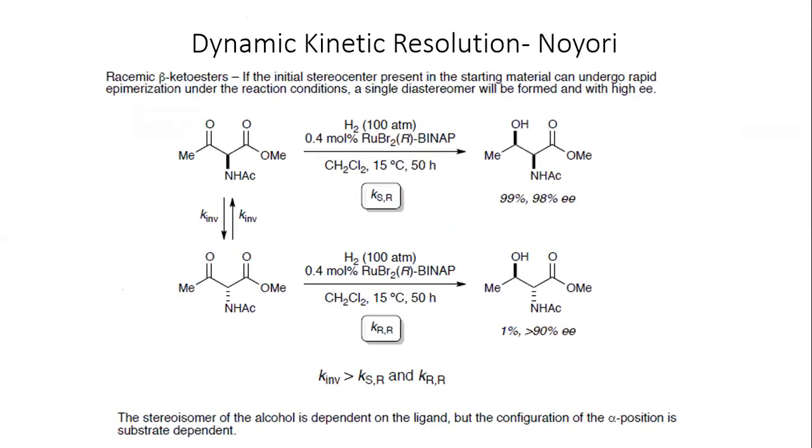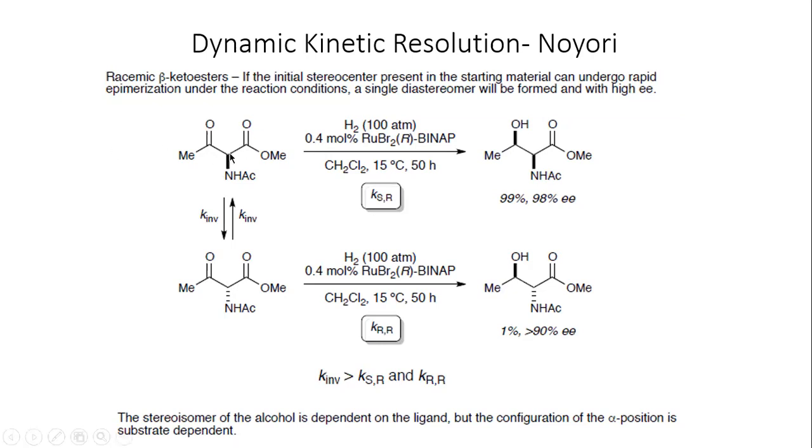So let's go to, they also have an actual reaction where they use dynamic kinetic resolution. So this is in situ, happening inside the reaction vessel. There's no separate resolution happening. So they started out with these beta keto esters, and the key is for this stereo center to be able to be epimerized. All that means is that you can racemize it.